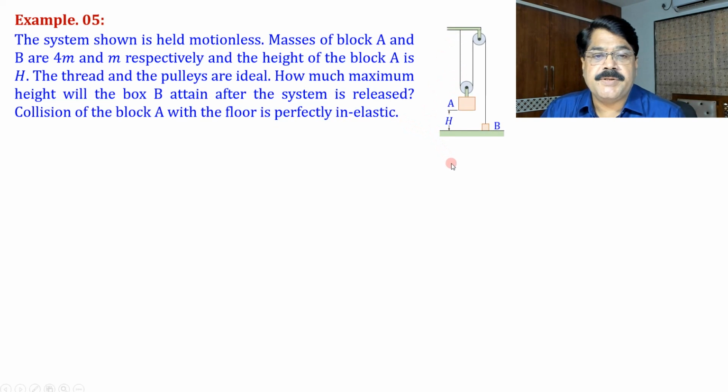So this system is given. These blocks A and B are interconnected by a massless string, so the work done by these internal forces will be zero. Now when the block is released, it will move down, and the collision of this block A with the floor is perfectly inelastic. So after the collision, the block A will stop there.